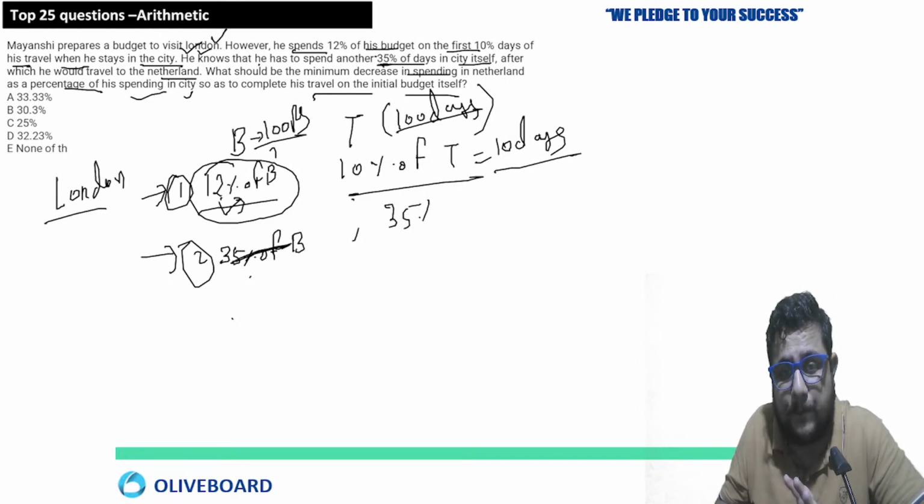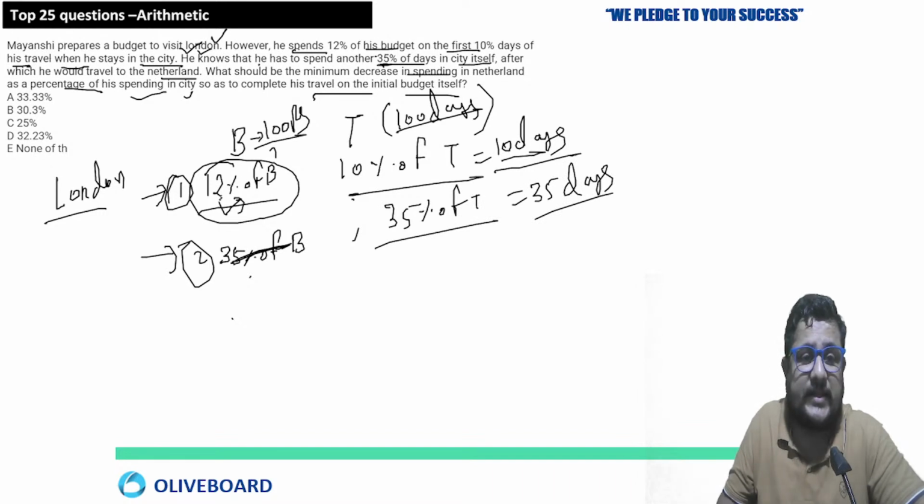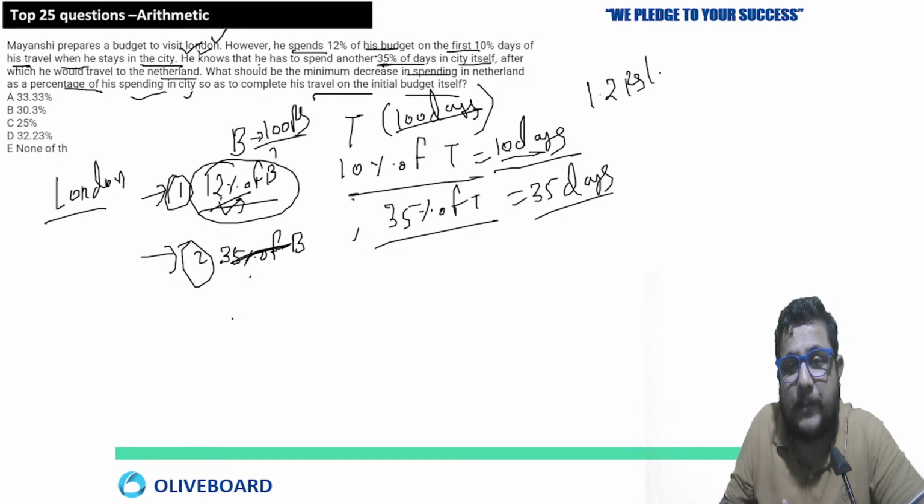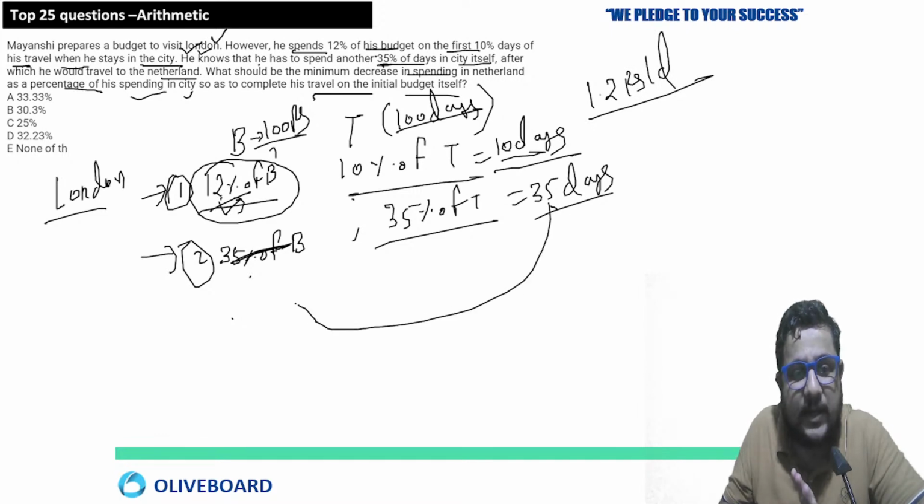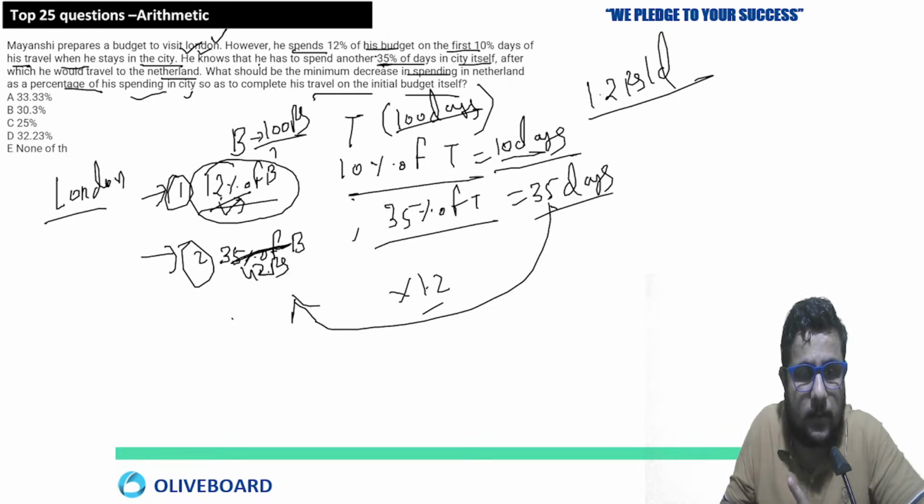Here 35% of the time he has to spend, means 35 days more. So first 10 days, 12% of the budget means 12 rupees. So 1.2 rupees per day we can say, or not. So same rate if he will maintain here, so just multiply 1.2 into 35. So 42 rupees spent here. Are you getting my point how I am calculating this?